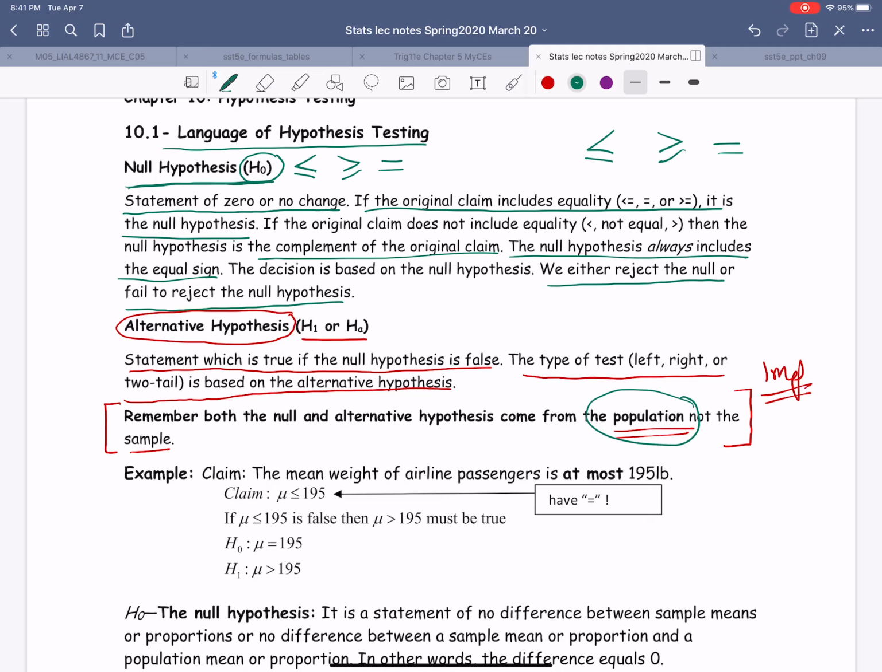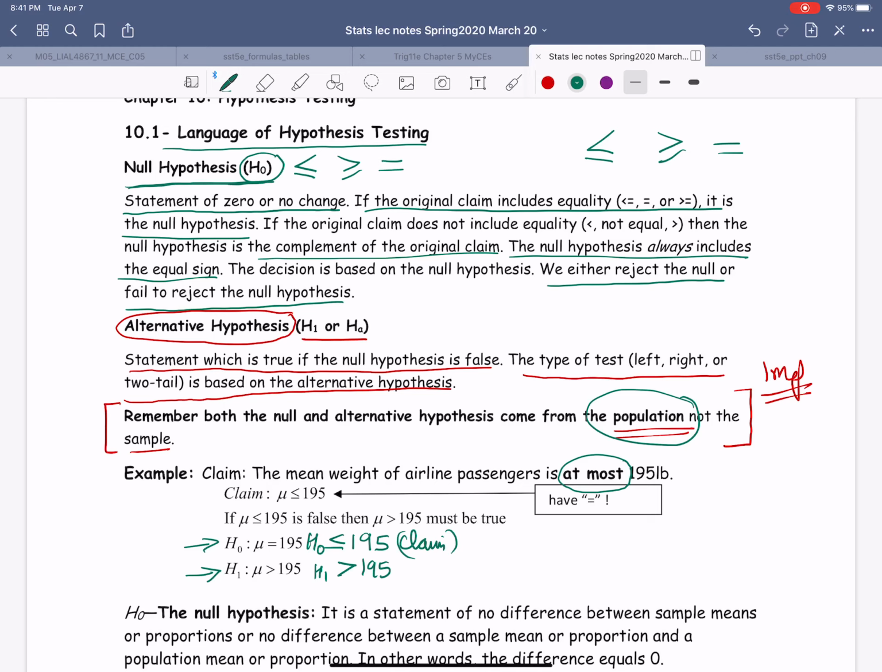For example, the mean weight of airline passenger is at most 195. The words at most have an equality sign in it. So that's going to be my null hypothesis. And the complement: what is at most 195? At most 195 means less than or equal to 195. So I could also write H0 as less than or equal to 195. H1 would be greater than 195. And this is our claim in this case.